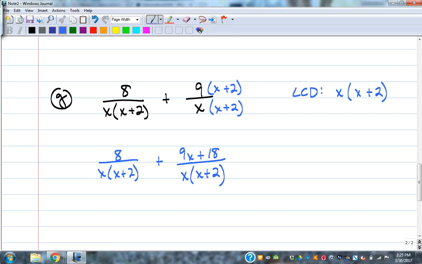Now, we're adding two fractions that have the same denominator. So what goes together in the numerators? What parts of these go together? You got 8 over that stuff, and then 9x plus 18. 8 and 18, they're what? Like terms. So we're going to put the like terms together. So we got 8 plus 18. So it's going to be 9x plus 26 over x plus 2.